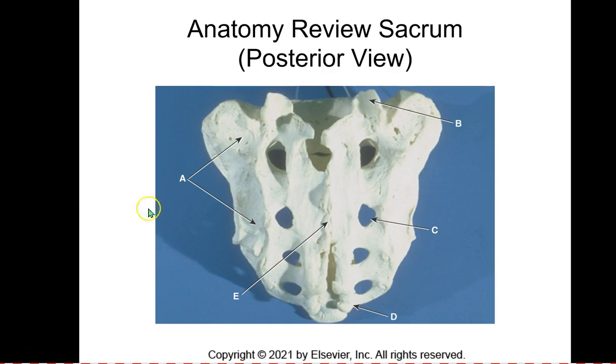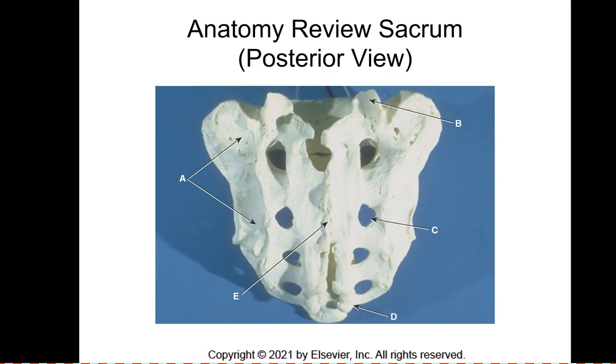You can see A is pointing to the auricular surfaces on both sides here, and remember that is the surface that articulates with the ilium to form the SI joint. And do you remember the angle of the SI joint in the body? Yes, it's 30 degrees. B are pointing to the superior articular processes, and they, remember, articulate with the inferior articular processes of L5 to form the zygapophyseal joints.